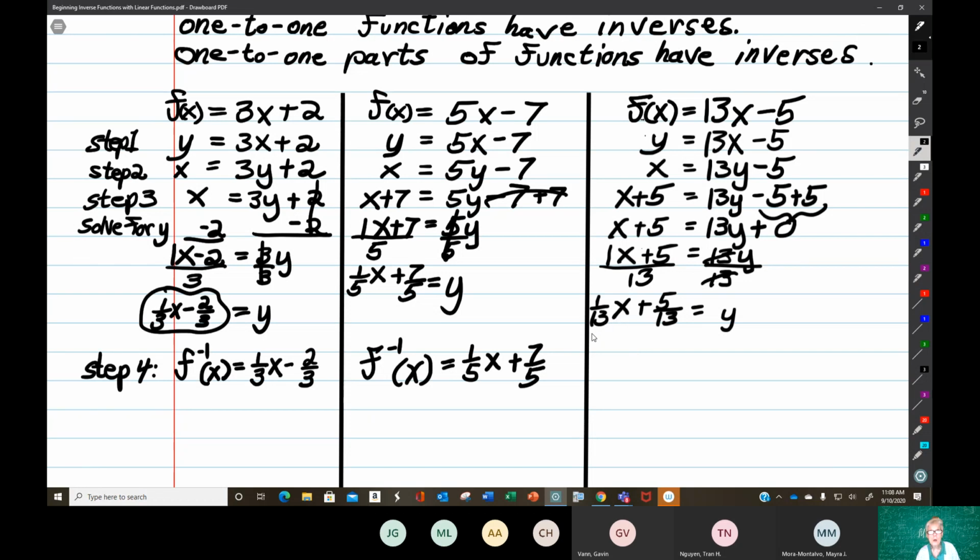So now I have to write it as an inverse function. F inverse of x equals 1/13 x plus 5/13. And we have done this.